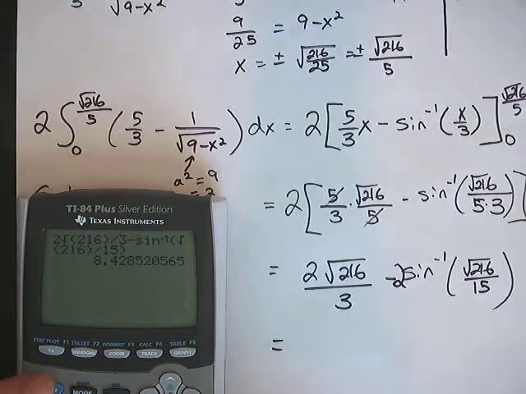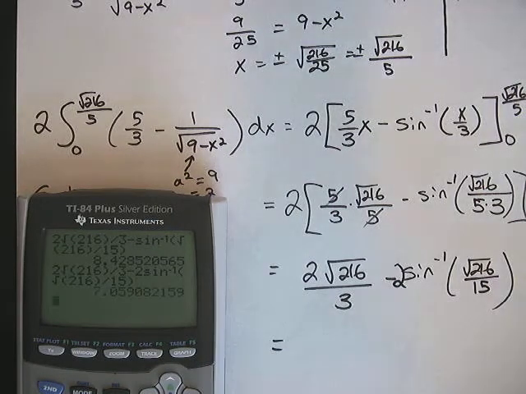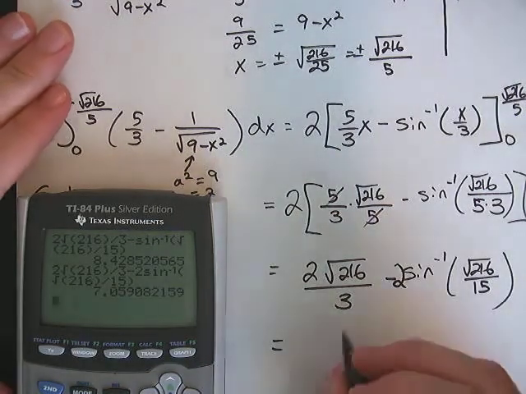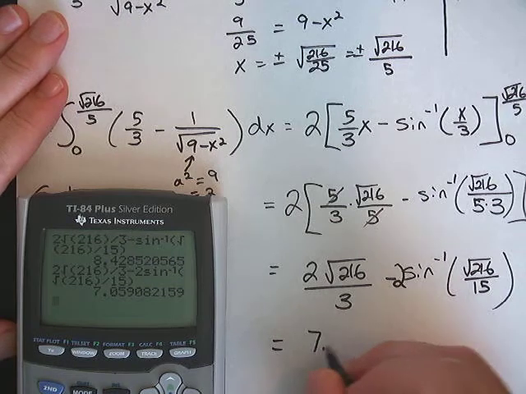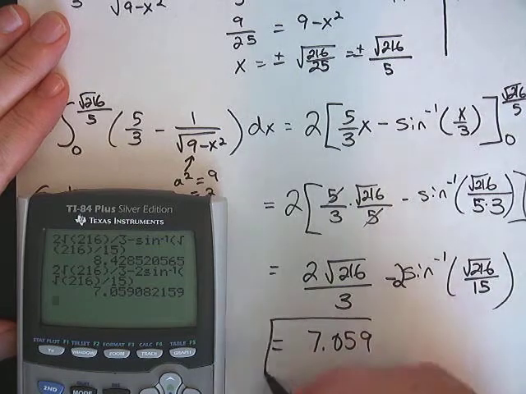Sorry for that mistake. We can just hit second enter, and we can go in here and put a 2 there in front. Okay, that seems right. I know that because I did the problem earlier. All right, so 7.059 is going to be our answer.